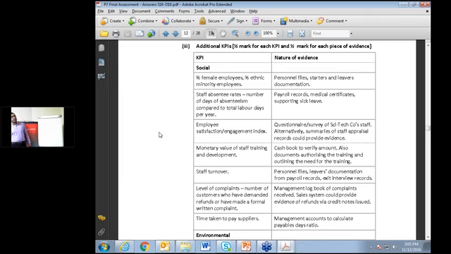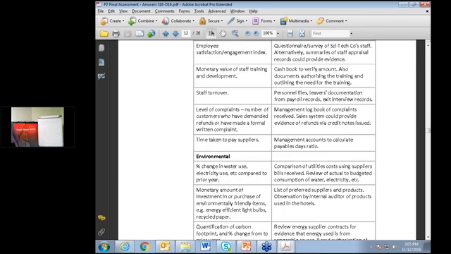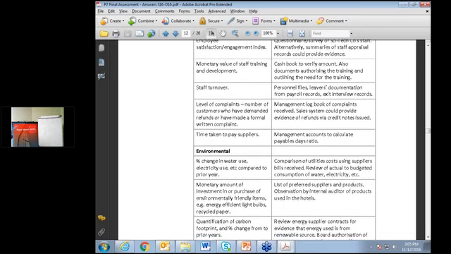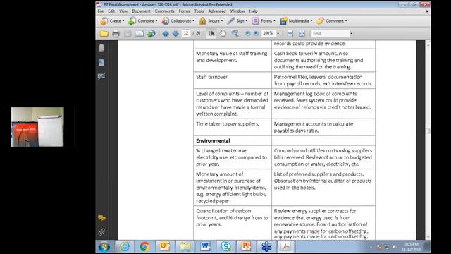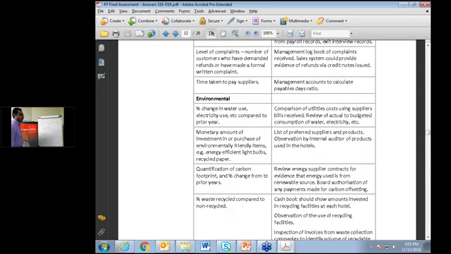Now, the social indicators that you see are: percentage female employees, percentage ethnic minority employees, staff absentee rate, number of days of absenteeism, employee satisfaction, monetary value of staff training and development, staff turnover, level of complaints, and time taken to pay suppliers. These are some of the social issues. Then you also come up with environmental issues. Why? Because it says recommend 8 additional KPIs which could be used to monitor SciTech's social and environmental performance. Again, a candidate who did not read the question properly would probably have only focused on social issues.